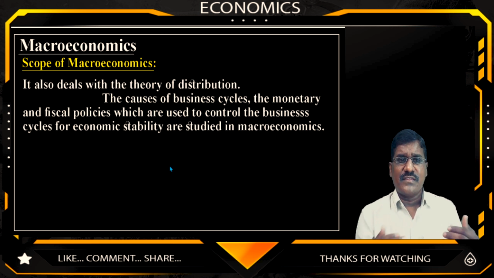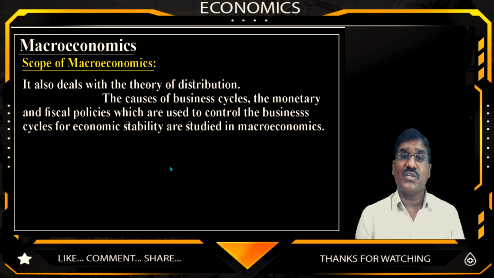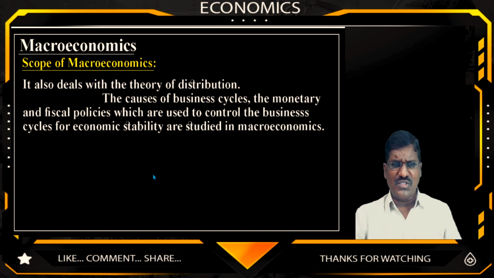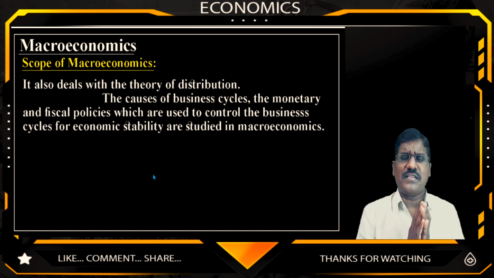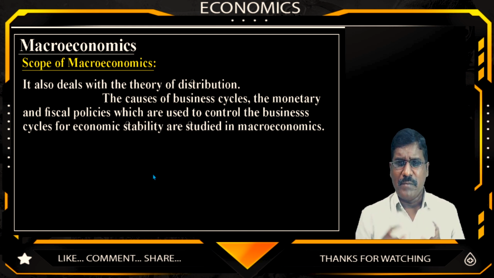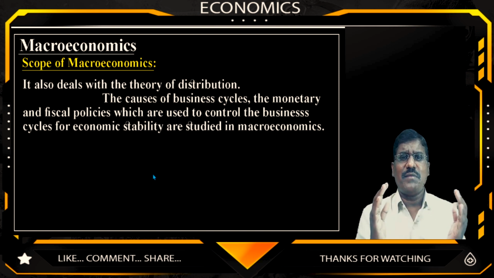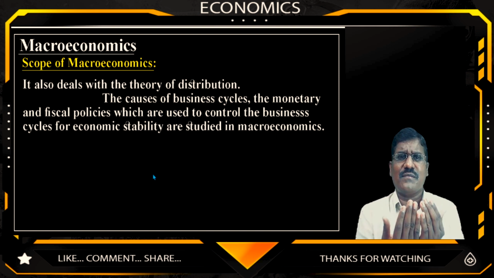So macroeconomics deals with the theory of distribution and the causes of business cycles. Already I said the causes of business cycles, and the monetary and fiscal policies used to control business cycles for economic stability are studied in macroeconomics. This is the scope of macroeconomics, which deals with the total economy. Microeconomics deals only with a single unit, but macroeconomics deals with the total economy as a whole, isn't it?